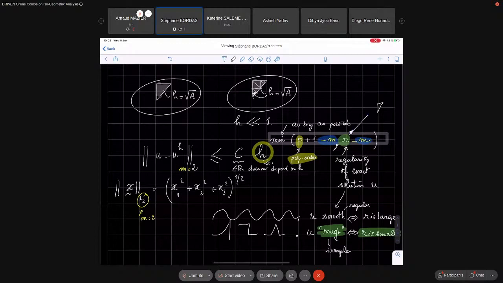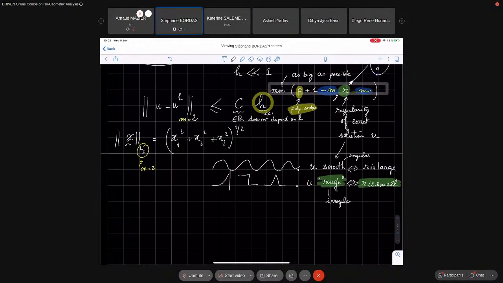Okay, so what does that mean? It's very simple. Let's write again this power. You have h to the power min of, let's just say, polynomial order plus 1, comma R. Let's forget the m for now. So now what happens? If R is small, what good does it do to increase P?